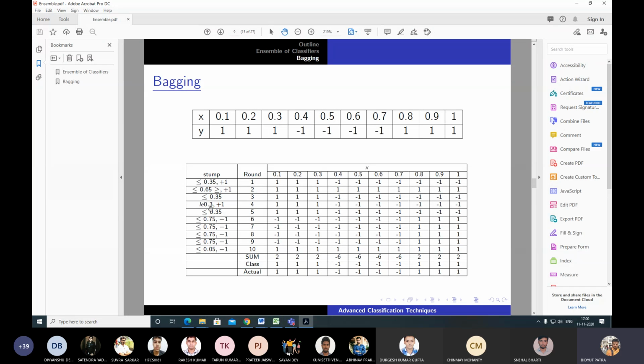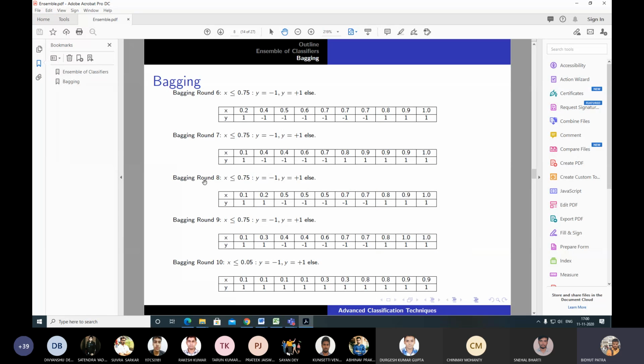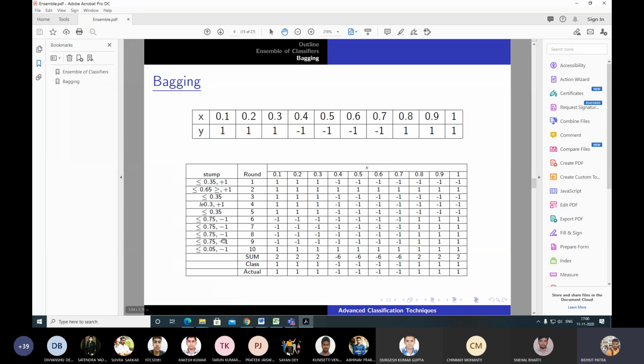Similarly, lesser than 0.3 will be positive, or all will be negative. Similarly, 0.75, you wrote it many times. So 0.75 for the 8th sample, it's okay. You can see bagging at x lesser than or equal to 0.75. So this is the model.